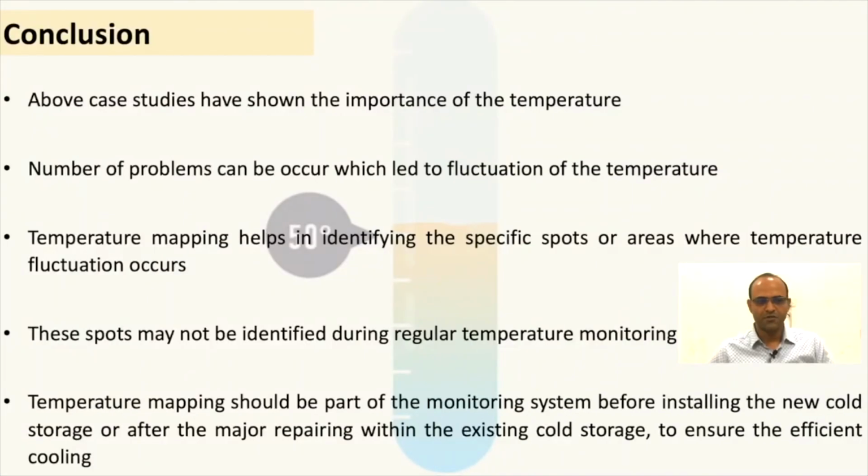Now, what are the conclusions? The above studies have shown the importance of temperature mapping. A number of problems can occur which can lead to temperature fluctuation. Secondly, temperature mapping helps to identify the specific spot or area where the temperature fluctuation actually occurs. These spots may not be identified during regular temperature monitoring. Temperature mapping should be part of the monitoring system before installing a new cold room or after major repairs within an existing cold room, and it also ensures efficient cooling.